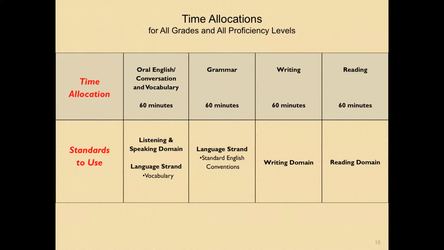Time allocations dictate that there are 60 minutes of oral English, including conversation and vocabulary, grammar, writing, and reading. There are ELP standards that are correlated with time allocations as indicated below each domain or strand that teachers should be using within that time allocation.